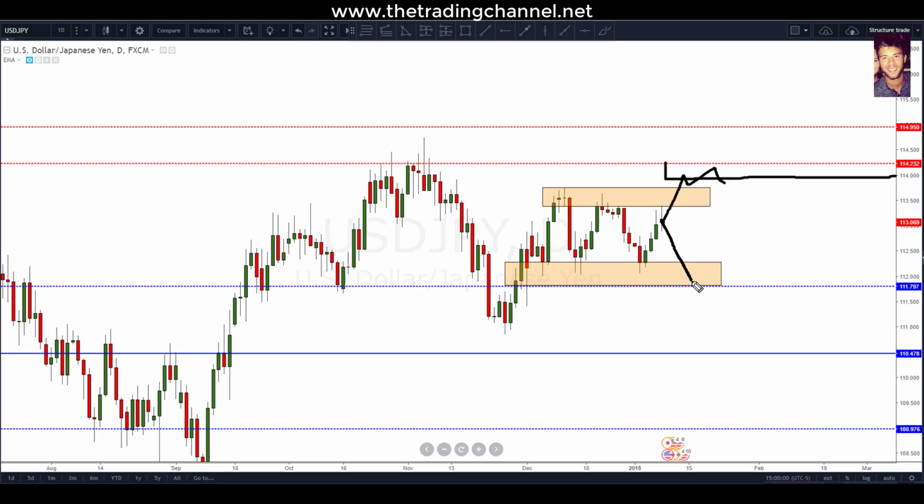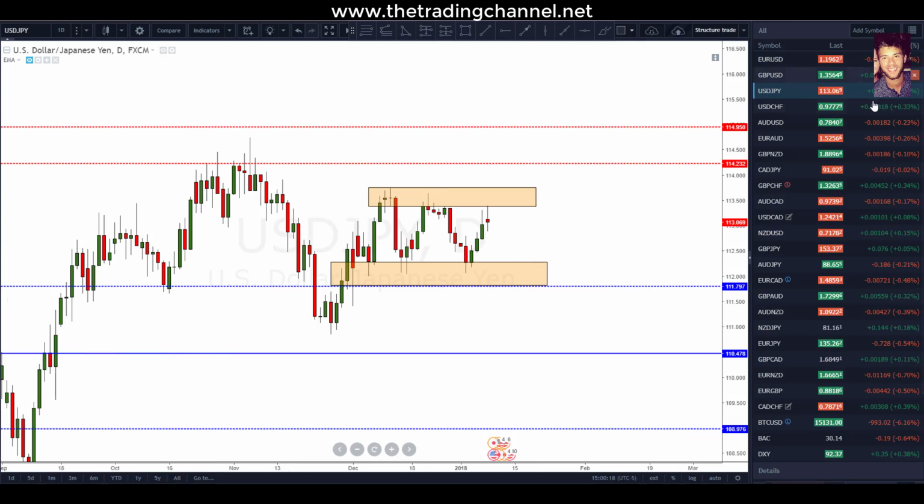As we go lower, below our first zone of support we were just talking about, we'll be looking back here at this standalone level around 111 even on the dollar yen for possible long opportunities. And that's what we'll be paying attention to here on the dollar yen throughout this week and possibly a little further into the future. Let's go ahead and move on to our next pair, which is going to be the dollar Swiss.